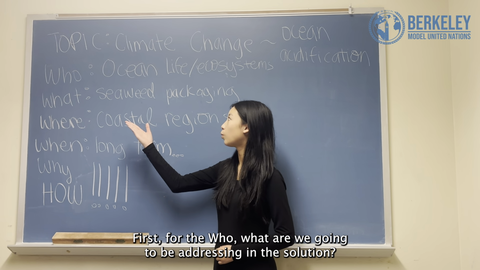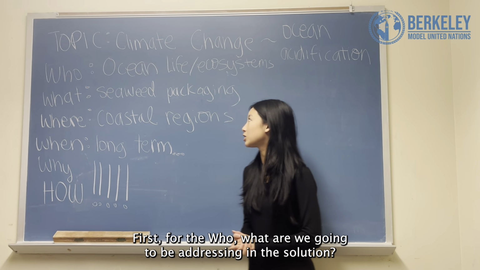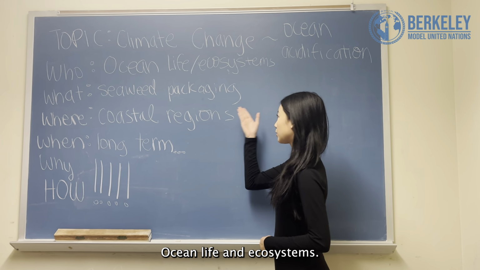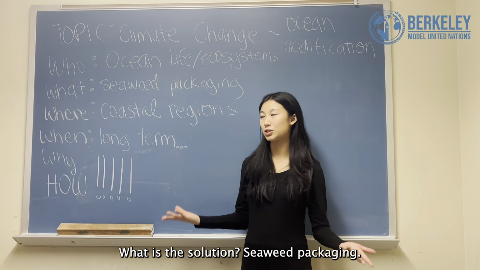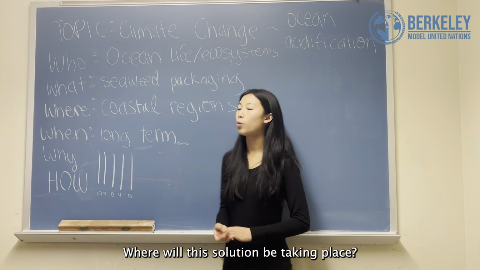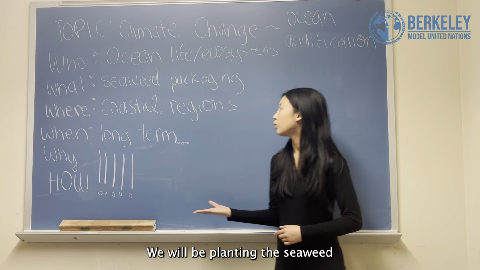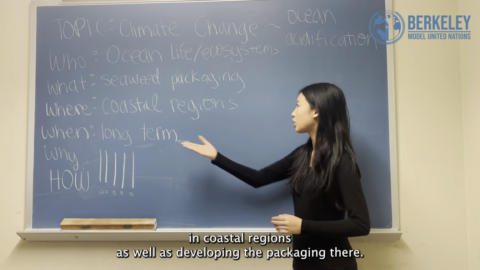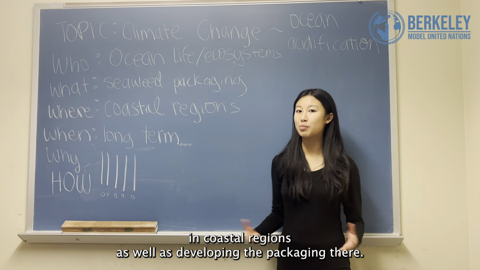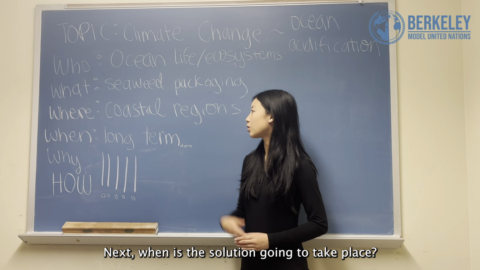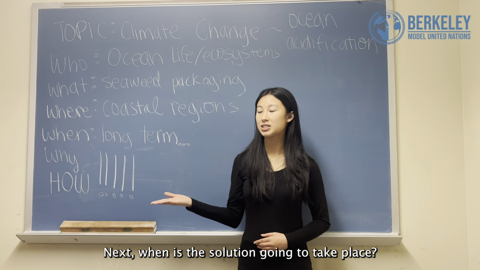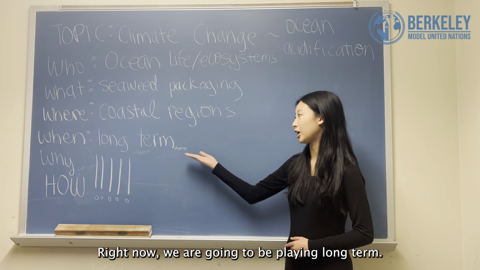First, for the who, what are we going to be addressing in the solution? Ocean life and ecosystems. What is the solution? Seaweed packaging. Where will this solution be taking place? We will be planting the seaweed in coastal regions as well as developing the packaging there. Next, when is the solution going to take place? Right now, we are going to be saying long term.